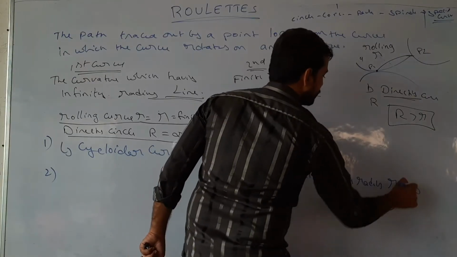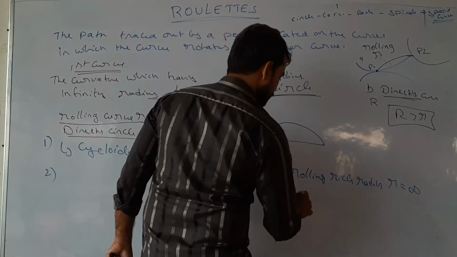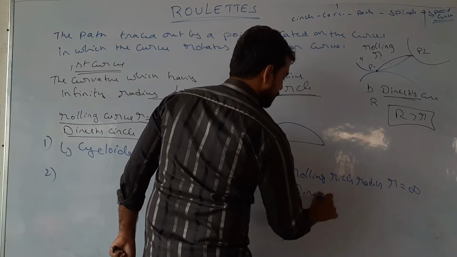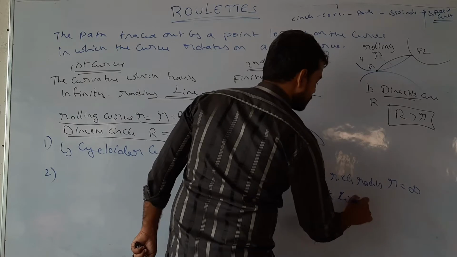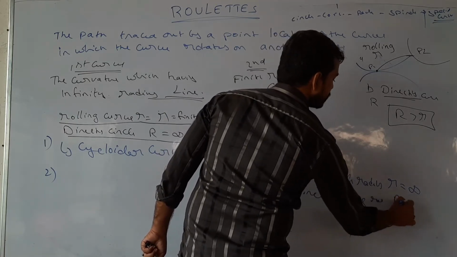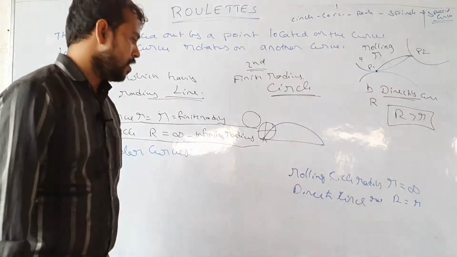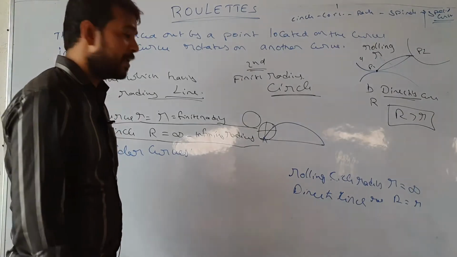R is equal to infinity. Okay, next. Dissecting circle radius, capital R is equal to some finite radius R. Okay, so then what will happen?